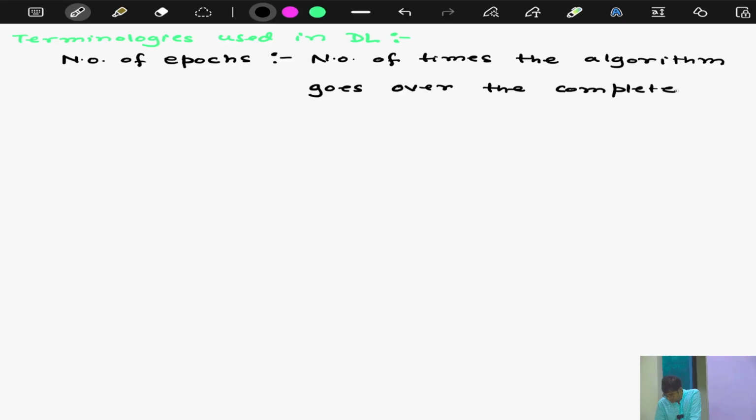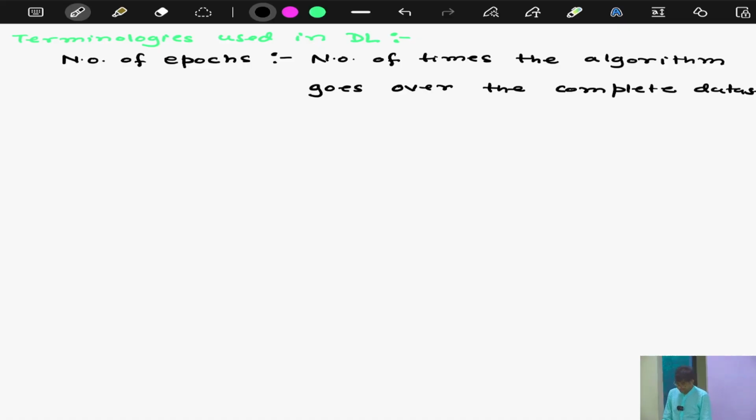Okay. So, now if you see any deep learning paper, you will see that the models are getting trained for 500 epochs, 400 epochs, 200 epochs, 1000 epochs. So, what does it mean? 500 epochs means the algorithm went over the complete data set 500 times. Clear? So, that is the epoch or number of epochs. An epoch is one pass over the complete data set.